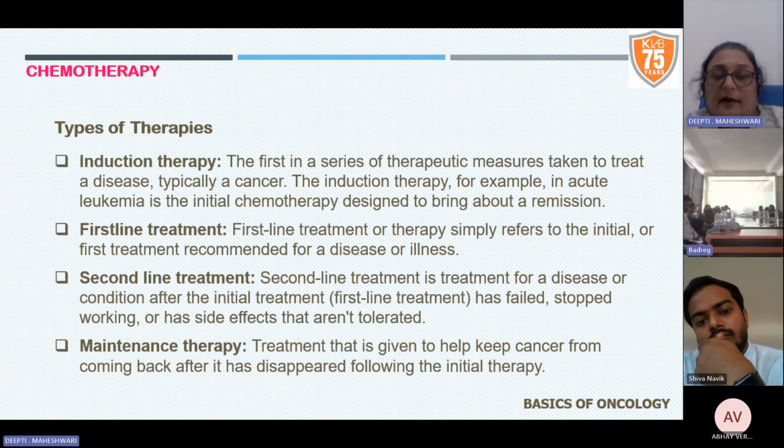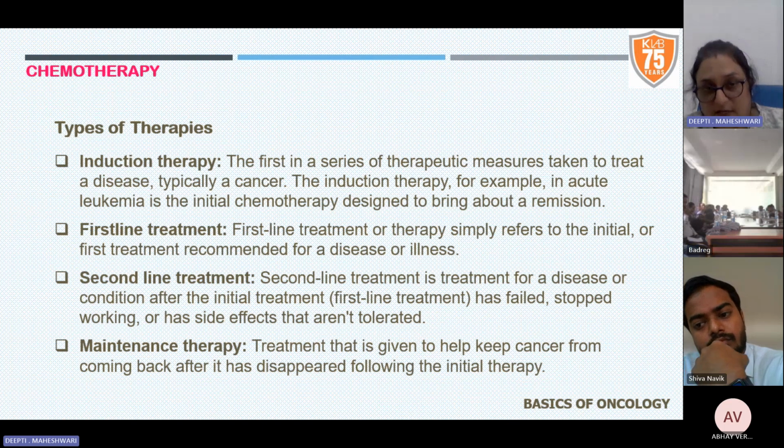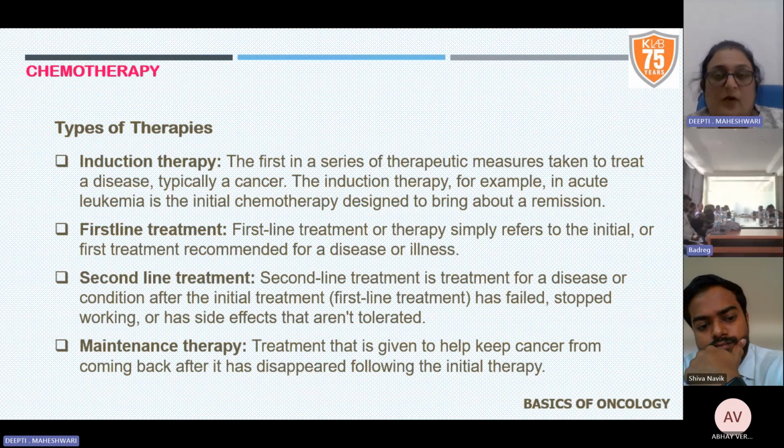Okay, that means secondaries have developed. It has gone and metastasized. It has gone and spread itself to another part. That is metastasis. So the chemotherapy you give to cancer patients whose disease has metastasized is the first line treatment. The first chemotherapy that you're giving to a patient whose disease is already metastasized is called first line treatment. Now, what is second line treatment?